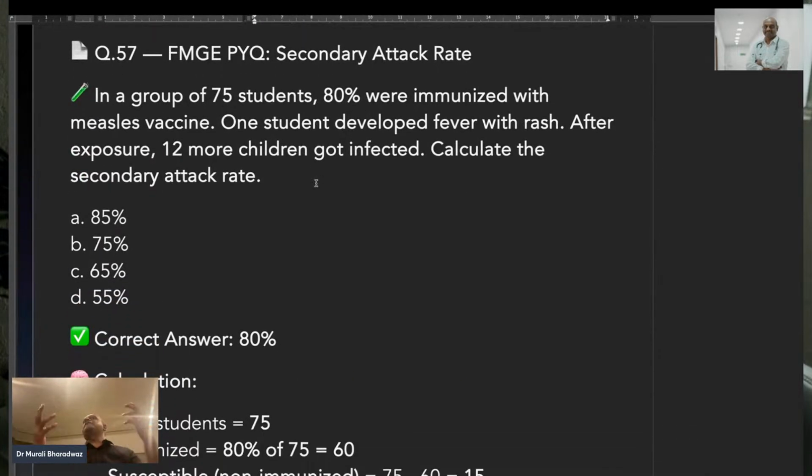In a group of 75 students, 80% are immunized. One student developed a fever with rash. After the exposure, 12 more children got affected. And the first one who got it is the primary case. 12 is secondary. So only you need to include the secondary cases.